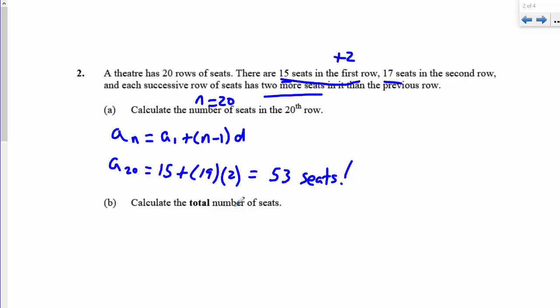Okay, let's put an exclamation mark. I'm really excited, okay? So that one is 53 seats. That's the answer for this one. Now it's going to ask me the total number of seats in the entire theater, okay?